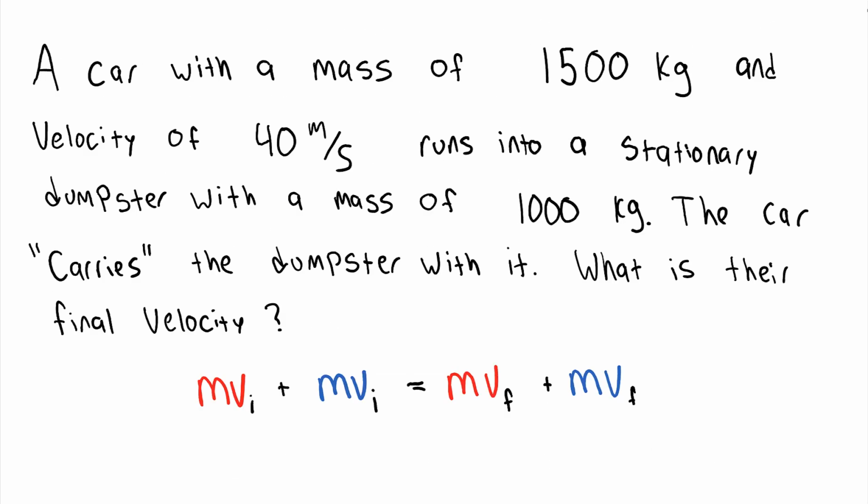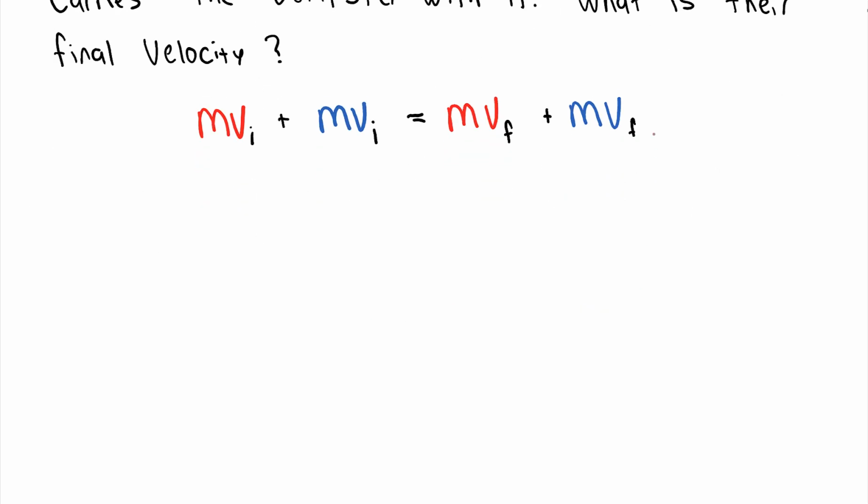A car with a mass of 1,500 kilograms and a velocity of 40 meters per second runs into a stationary dumpster. That means the velocity is 0, with a mass of 1,000 kilograms. The car carries the dumpster along with it. So what is the final velocity of the combined mass? There are a couple of ways you could think about this.